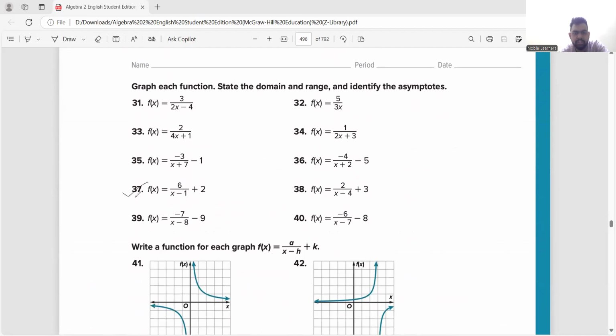Okay, try this question, number 37. How to do that one? State domain, range, identify the asymptotes. Okay. What is the excluded value?